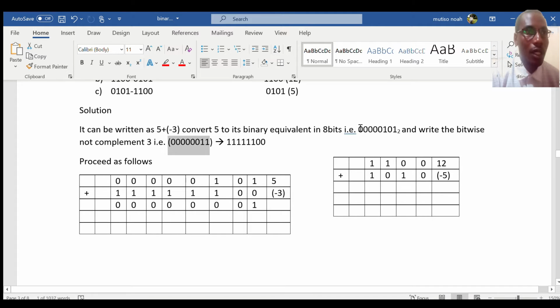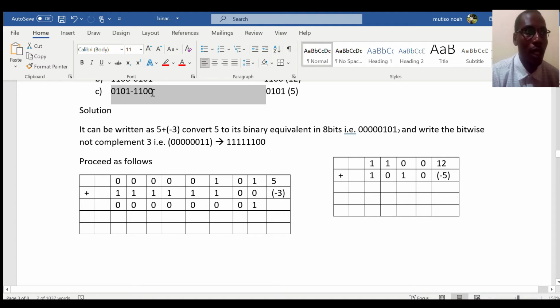Now, up to this step, we already have our question like this one. After we convert it to its binary equivalent, now our question has reached this point where this one is now.